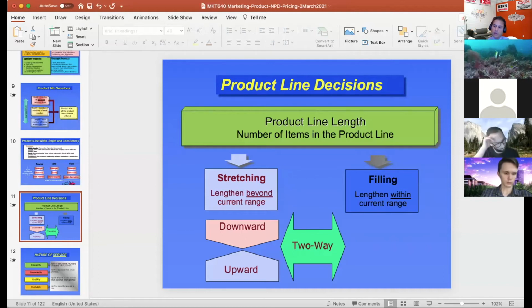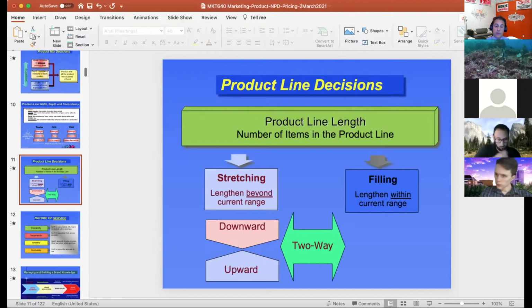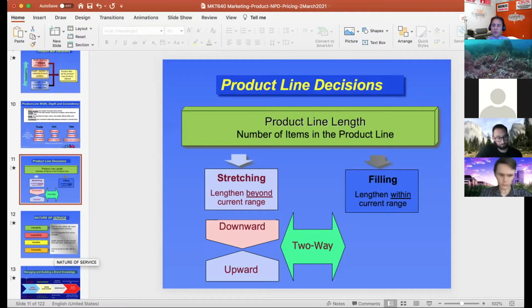And the reason for doing this may not be only a profit issue. Maybe it's an image issue where you want to improve the overall image of your company by doing an upward stretch in order to improve the standard product that you're selling and show that you're able to make products that have better qualities. So I talked about the fact that products are multiple things, including objects, but also services.